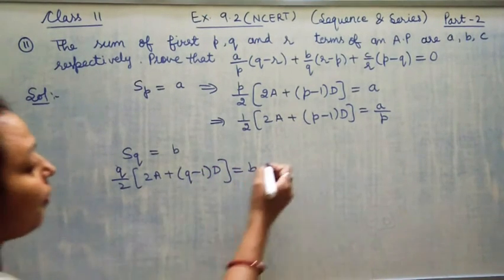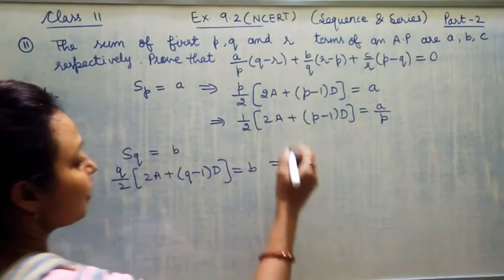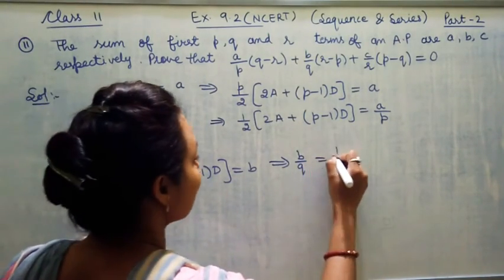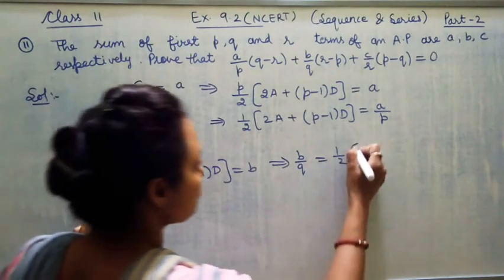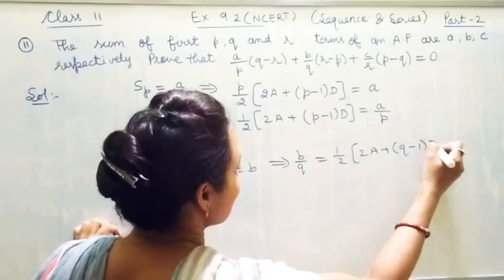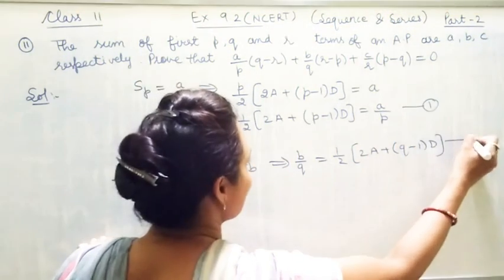Right? So I want b by 2, that b by q I want to put here. So this is b by q and that is equal to 1 by 2. This b by q comes here and becomes half of 2 times a plus (q minus 1) into d. So this is equation number 1. This is equation number 2.